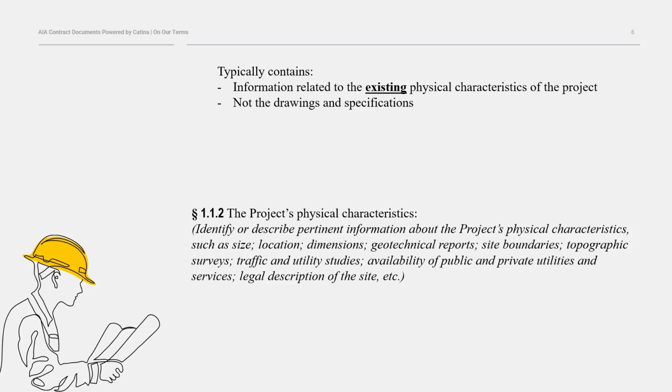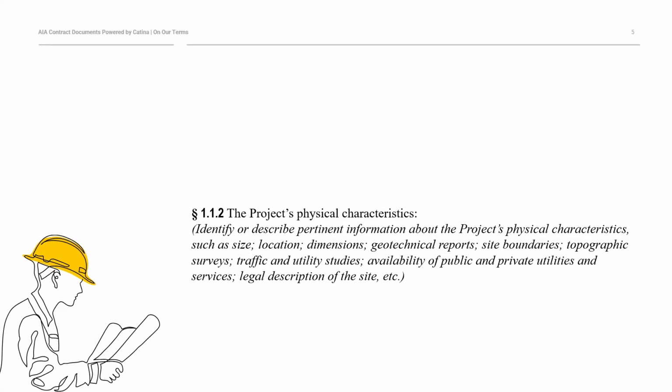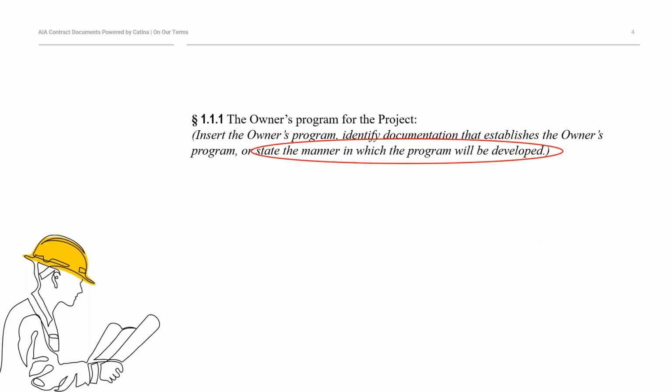Did I miss anything? No, that was great. I did want to revisit something in the program, though. I think you had highlighted in the parenthetical where it indicates that you might have to provide the manner in which the program will be developed. Can you explain how that might work if the program hasn't been provided in 1.1.1, but you've only stated the manner in which it will be developed?